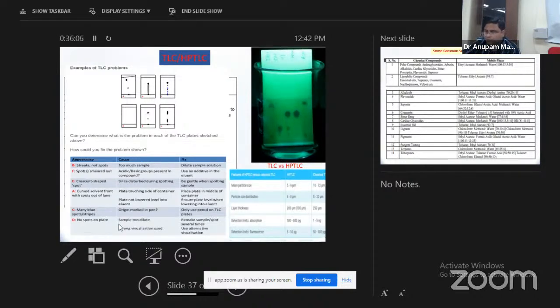No spot on the plate means the sample is too dilute or the visualization is wrong. There are also some differences between HPTLC and TLC. In HPTLC, the particles are finer, 5 to 6 micron, and in TLC 10 to 12 micron. And the thickness is also less in the HPTLC plate than in the TLC plate.